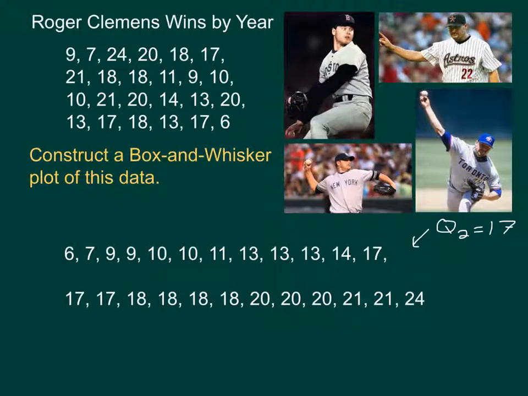Now I'm going to look at the first half of my data. I'm going to look at just this right here, from 6 up to 17. And I ignore this at this point because that's a different value. I'm looking at these 12 seasons, and I'm figuring out what's the median here. And so I'm going from 1, 2, 3, 4, 5, 6. 1, 2, 3, 4, 5, 6. So I'm in between 10 and 11, and that's where I'm going to find my Q1, which is going to be the average of 10 and 11, so that's 10.5. And that's my first quartile.